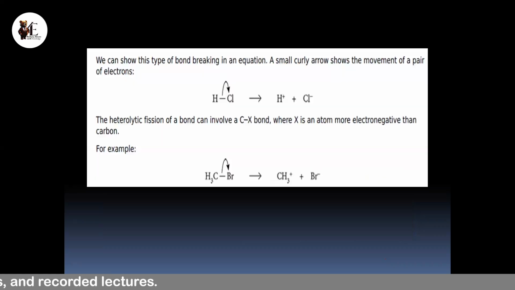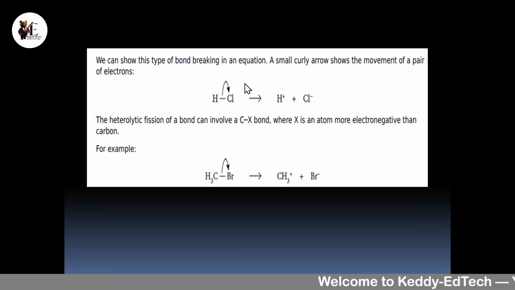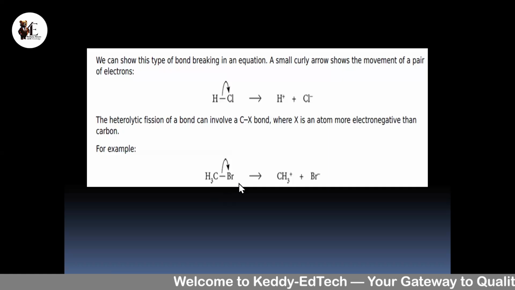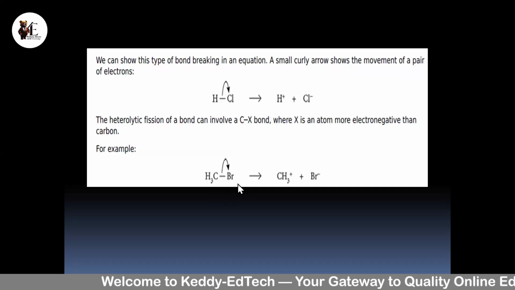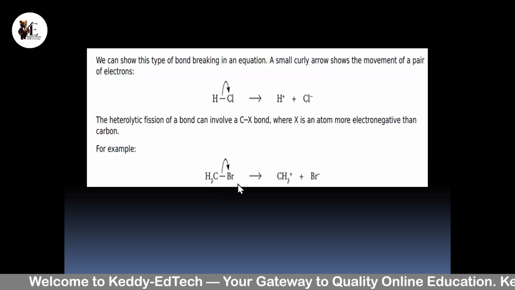So we can show this type of bond breaking in an equation. Here a small curly arrow shows the movement of a pair of electrons, and in the homolytic fission you are drawing two fish-headed arrows. So in this, the more electronegative atom will have both the electrons. For example, CH3Br, Br is more electronegative, so it will have a Br negative and CH3 positive.